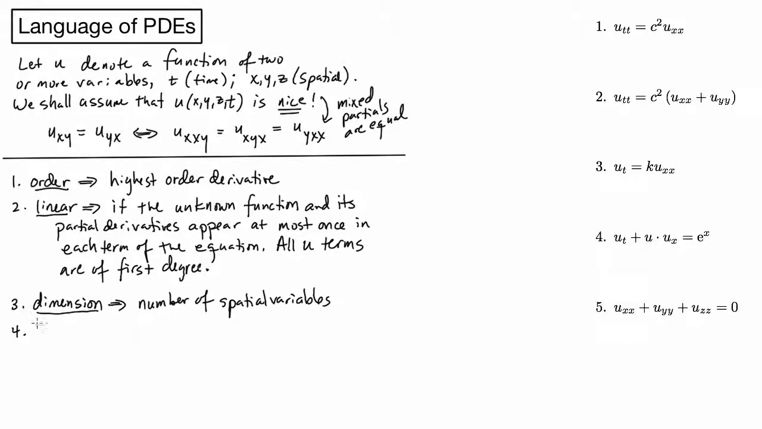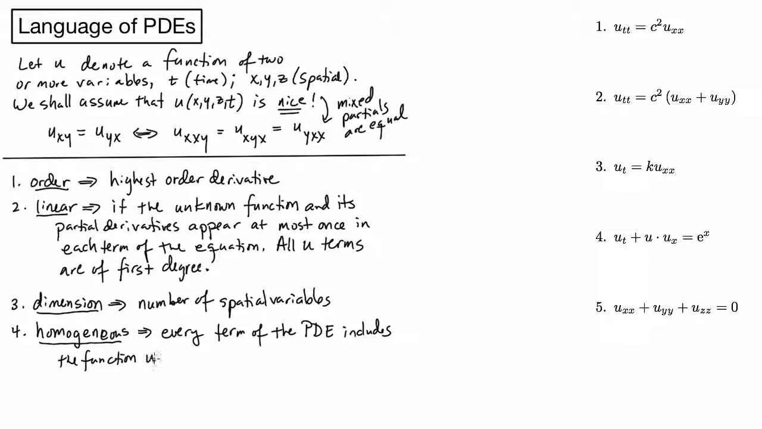Okay, the 4th term here is another term that carries over from ODE, and that is the term homogeneous. It means the same thing here, but probably the easiest way to describe it is that every term of the PDE includes the function u or one of its derivatives. You're going to see how that makes for a really good definition in a second.